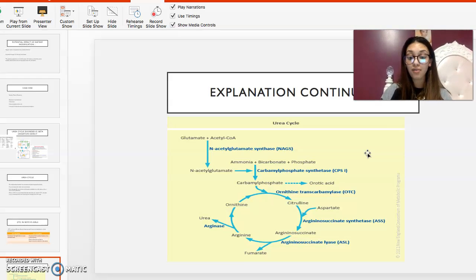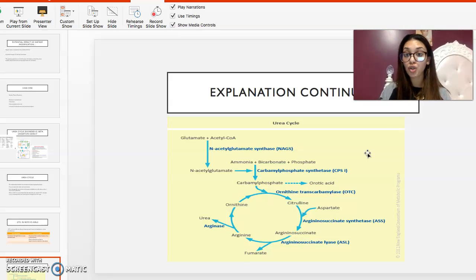So this increased orotic acid helps distinguish the OTC deficiency from carbamoyl phosphate synthetase 1, also known as CPS1. So in this particular case, the affected enzyme would have to be the OTC, and the least affected would have to be the CPS1, just from the labs presented and from distinguishing between both of these defects.